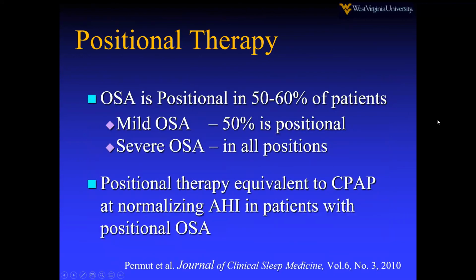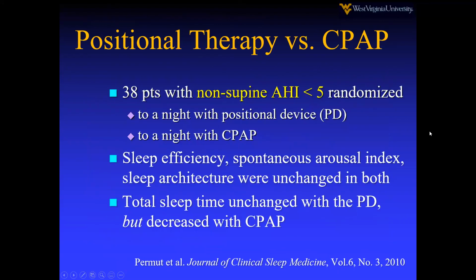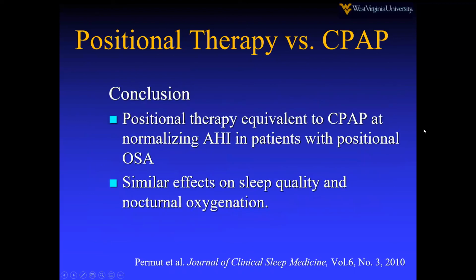So it's positional about 50 or 60%, but that doesn't mean you can use the positional therapy in 50 or 60%. But those you can use it in, it's equivalent to CPAP. And they actually sleep better too. The total sleep time is unchanged with the positional device on the bottom line there, but it's decreased with CPAP. CPAP interrupts sleep. So the conclusion on this area is that it's equivalent to CPAP in normalizing AHI in patients who have positional OSA, and they get similar effects on sleep quality and nocturnal oxygenation.